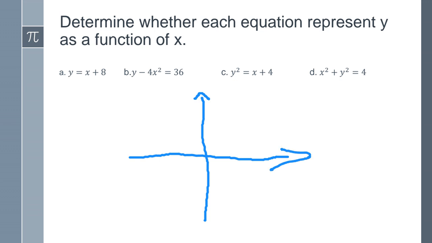So here on this one, it tells me that I have a y-intercept at 8. So I have 1, 2, 3, 4, 5, 6, 7. Let's say that this portion here is 8. So it's crossing the y-axis here. And then my slope is 1.